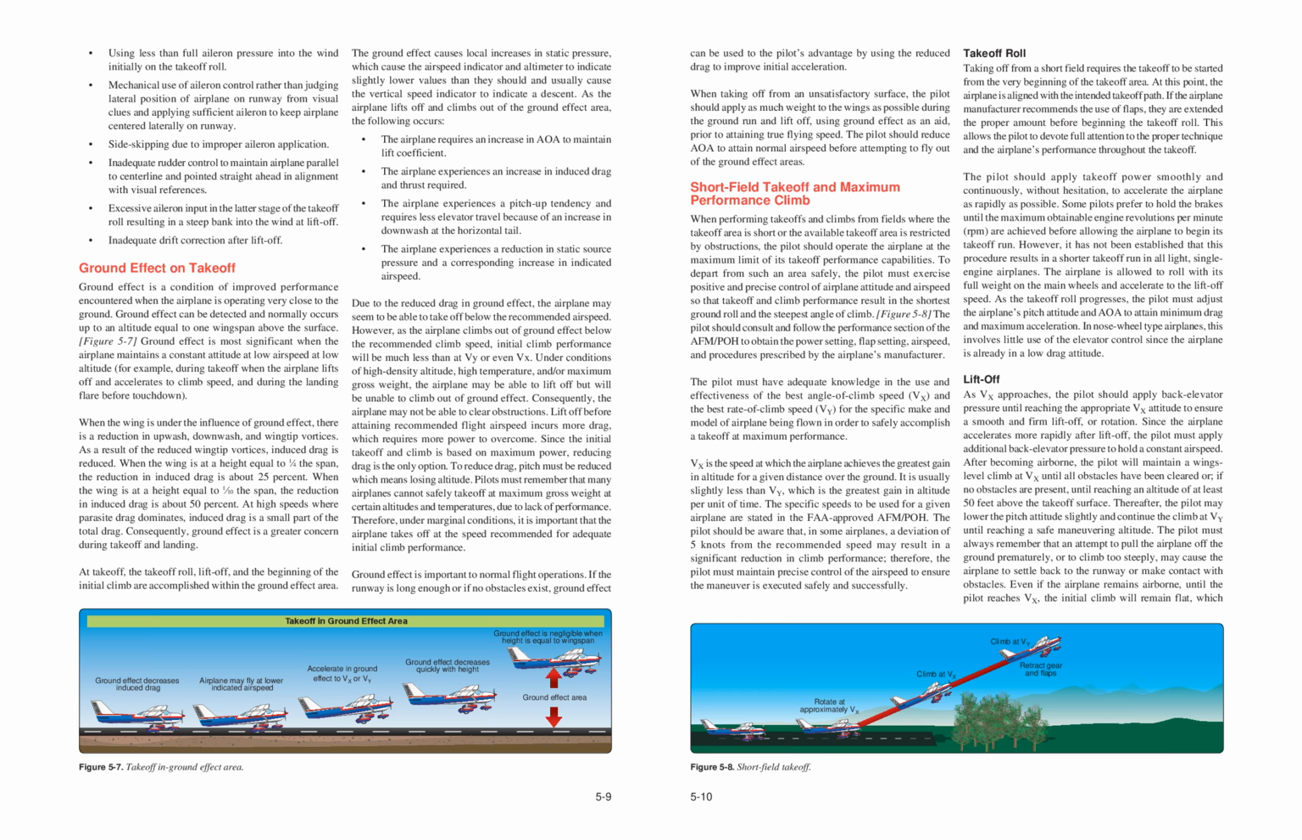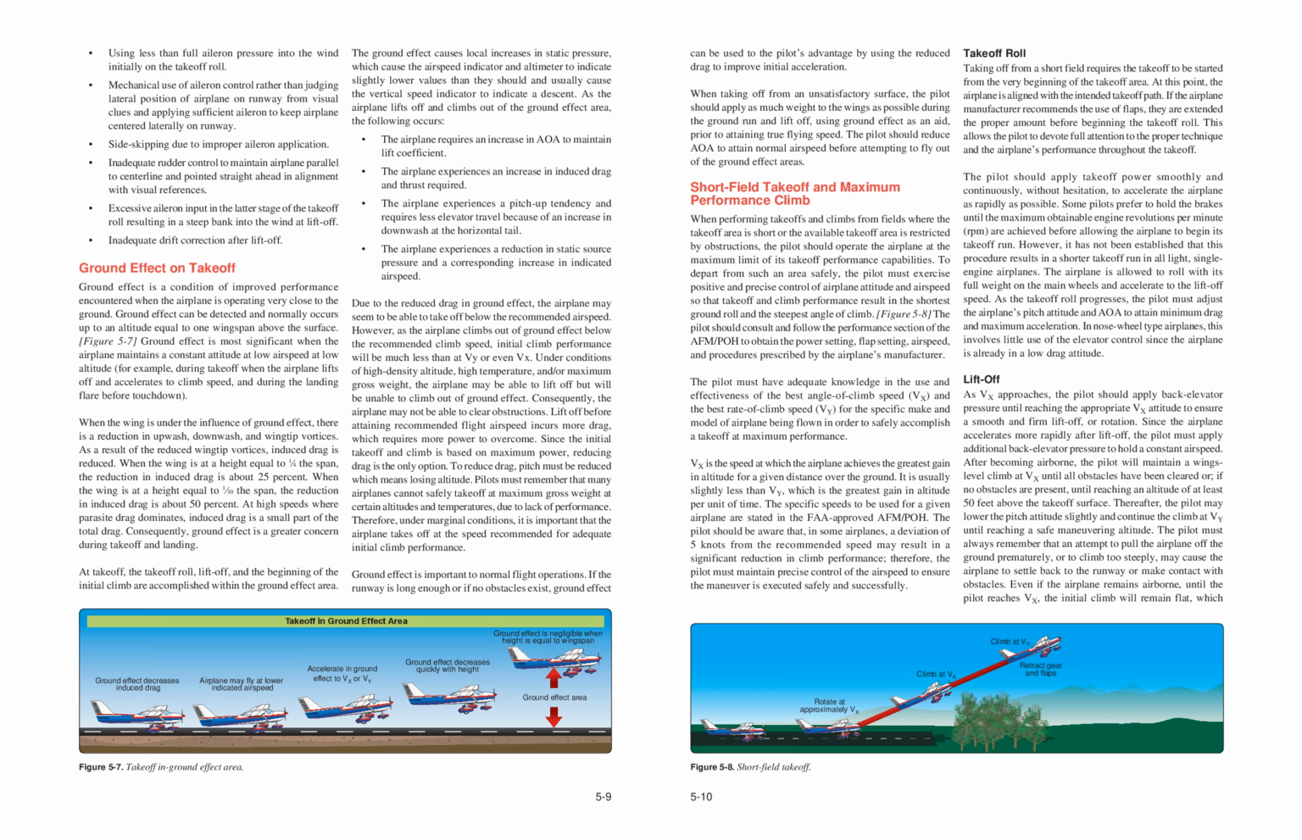low-drag attitude. Liftoff. As Vx approaches, the pilot should apply back elevator pressure until reaching the appropriate Vx attitude to ensure a smooth and firm liftoff, or rotation. Since the airplane accelerates more rapidly after liftoff, the pilot must apply additional back elevator pressure to hold a constant airspeed. After becoming airborne, the pilot will maintain a wings level climb at Vx until all obstacles have been cleared or, if no obstacles are present, until reaching an altitude of at least 50 feet above the takeoff surface.